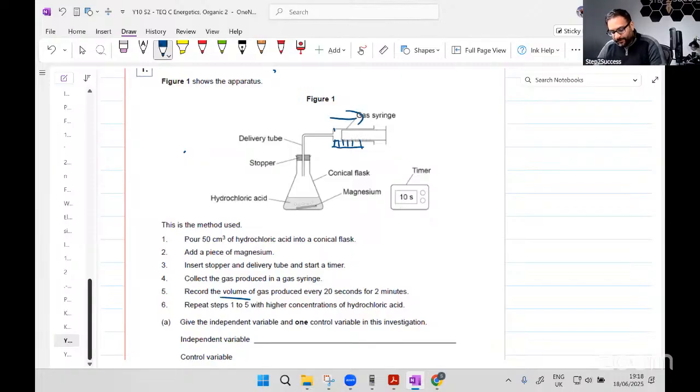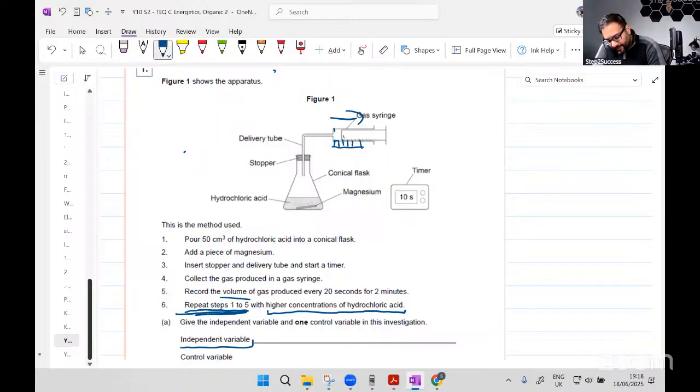And then we're going to repeat the whole thing again with higher concentrations of the acid. The concentration of an acid basically means how strong the acid is. So we're going to use a stronger acid, and then another stronger acid, and another. For each one we do, again we're timing it and recording how much gas we're releasing.